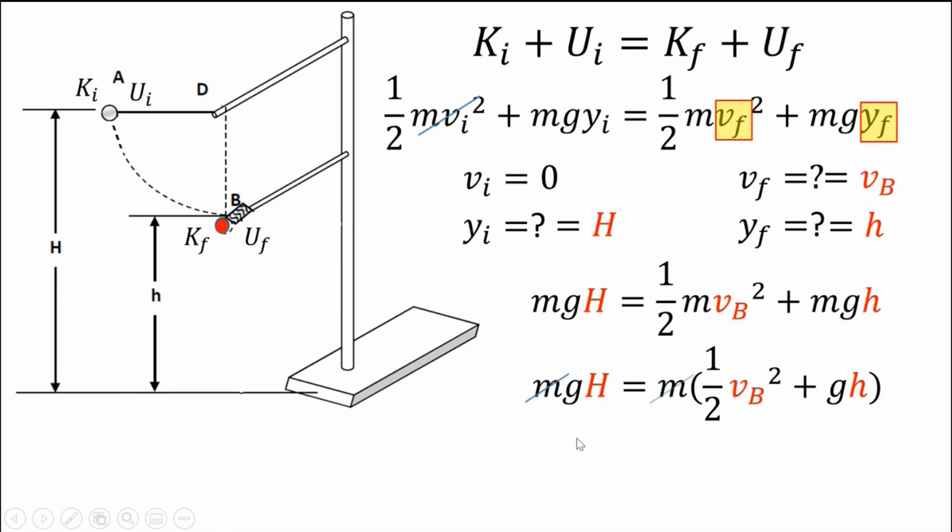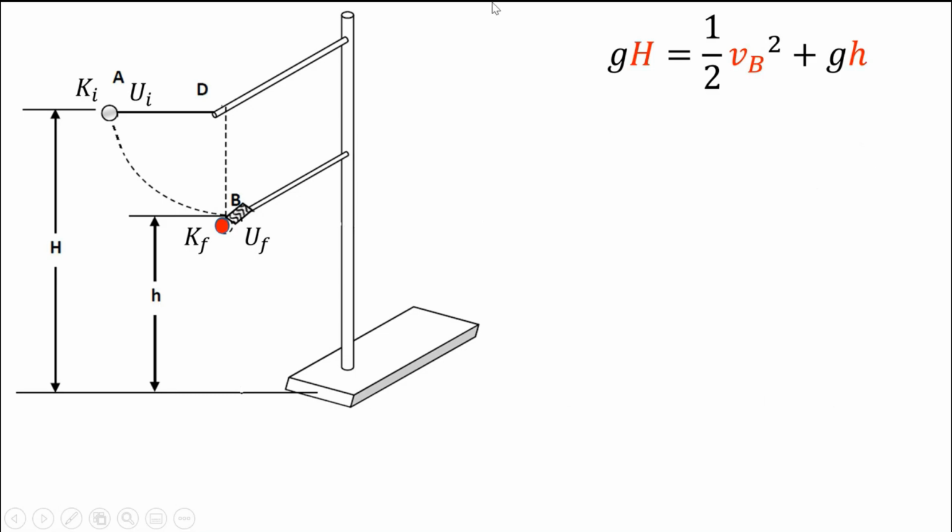So that will now be the gravity times the big height is equal to 1 half the velocity at point B squared plus the gravity times the small height. And our goal is to find the equation of the velocity at point B, so we will derive this one. From here, first, I have to transpose this factor to the other side. So it will be gravity times the big height minus the gravity times the small height.